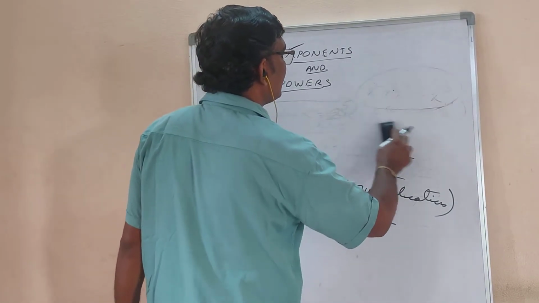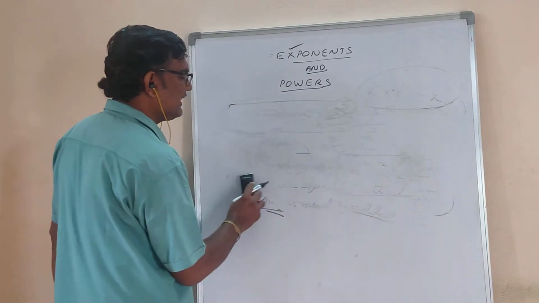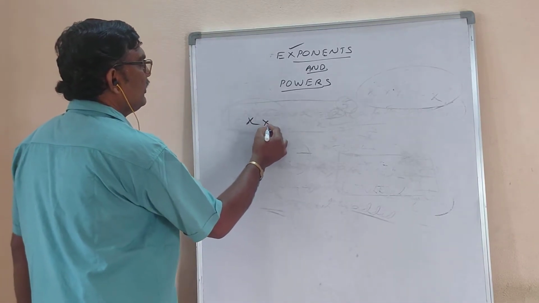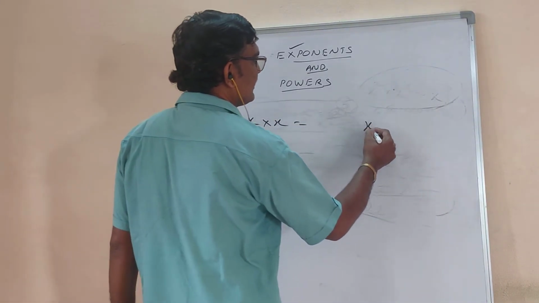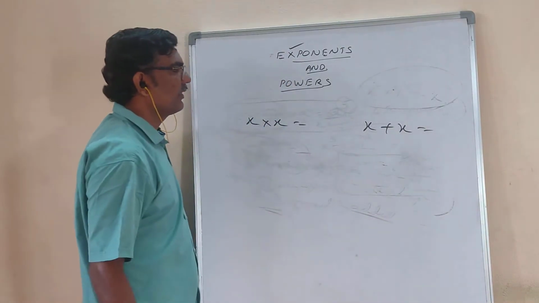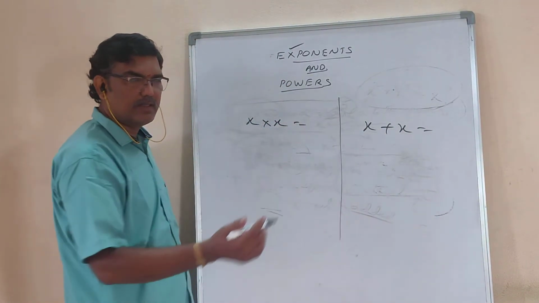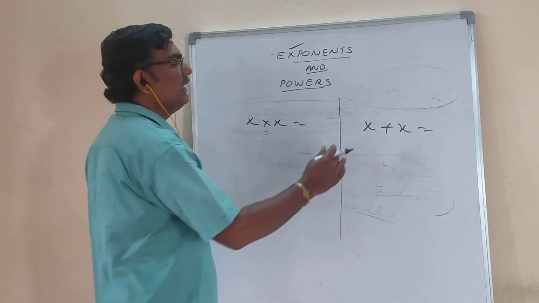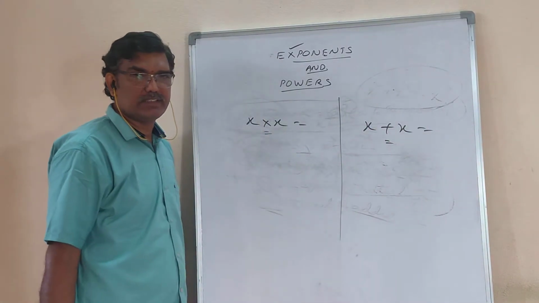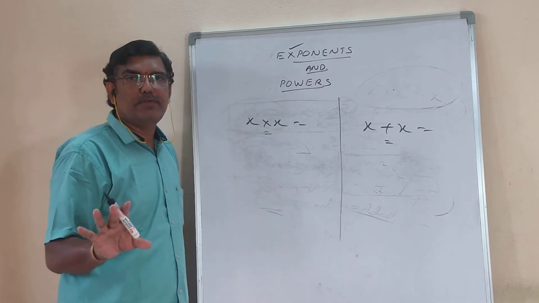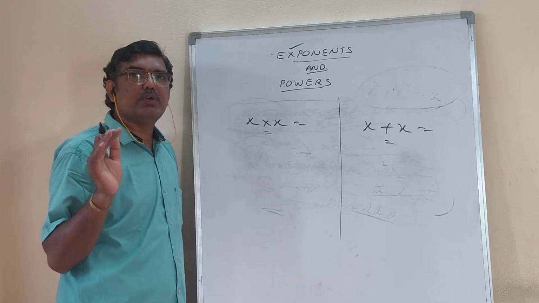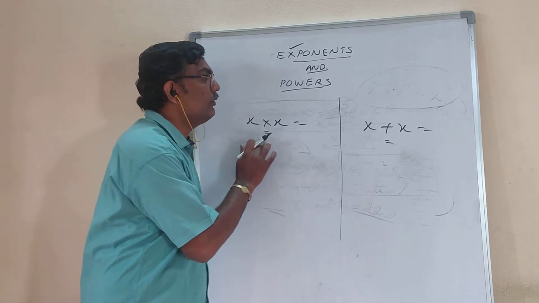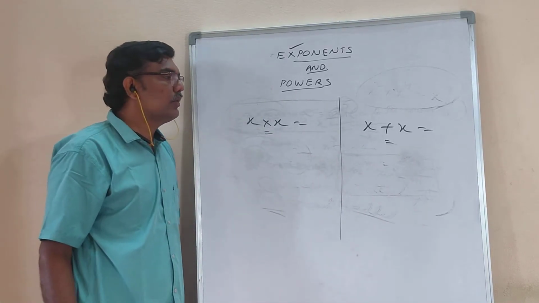So many students will ask, what is the value of x into x? See here, x into x, and x plus x. These two are different. In between these two, which symbol is there? Into. In between these two, which symbol is there? Plus. So don't get confused. First, see with your eyes what symbol is there between the numbers, either into or plus.